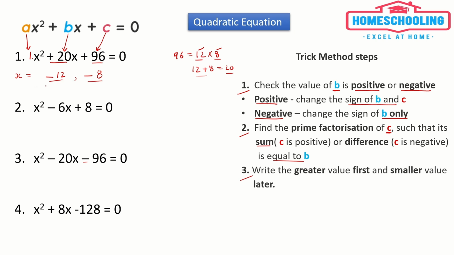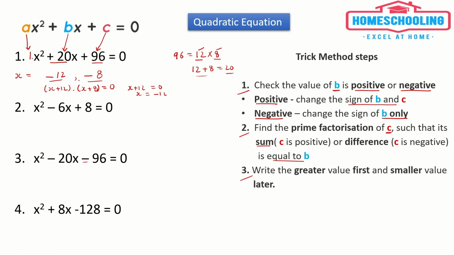We can also write it in the form (x plus 12)(x plus 8) is equal to 0, because if x plus 12 is equated to 0, then x is equal to negative 12, and similarly if x plus 8 is equal to 0, then x is equal to negative 8. So this is the shortcut method to solve a quadratic equation. You just need to follow these 3 simple steps.